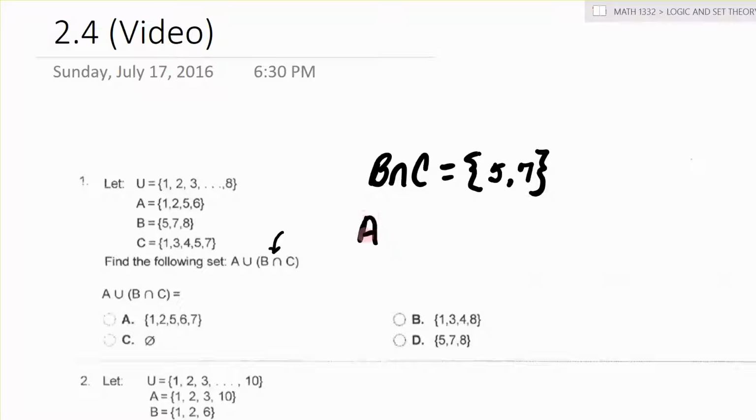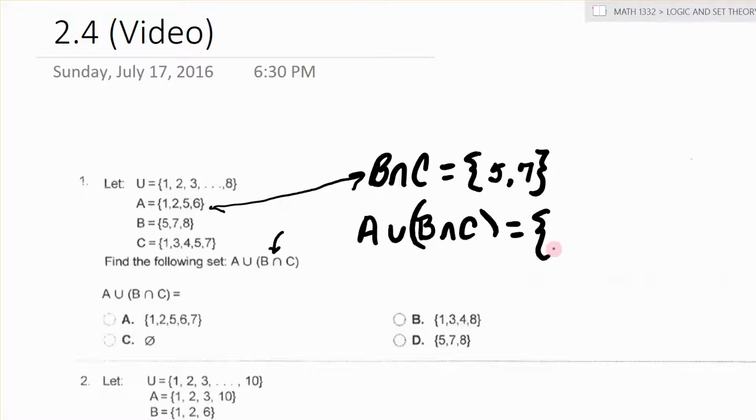Now I will look at the A union B intersect C. So I will combine with set A. I want the union of these two sets. So I need anything that's in any of them. I need a 1. I need a 2. I need a 5. Now 5 is in both of them, but I just write it down once. I need a 6 and a 7, and that will be the union of those. And that answer is choice A.